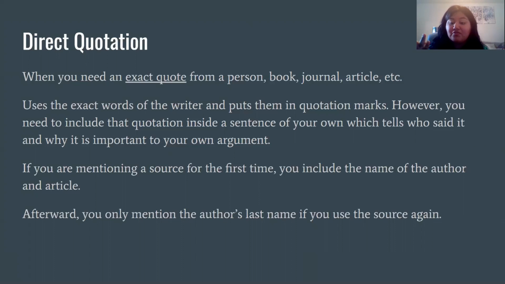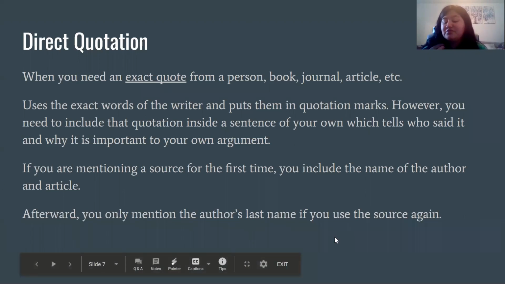If you're mentioning a source for the first time, you also need to include the name of the author and the article, or the name of the author and the book, the name of the article in the journal, whatever it is, you'll need to mention that when you first quote it. So if you were quoting me, let's pretend we had a book called Gear Up 101. You'd say, Leslie Flores from Gear Up 101 states, "Wow, it's a beautiful day." But then afterward, you only need to mention my last name if you use the source again.